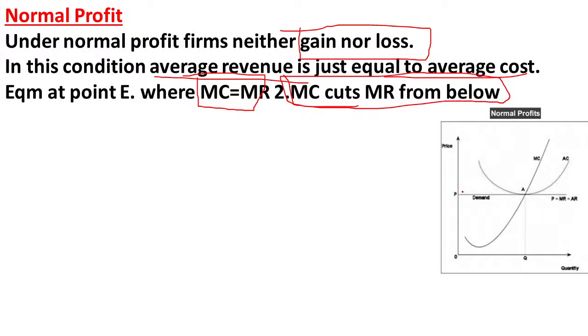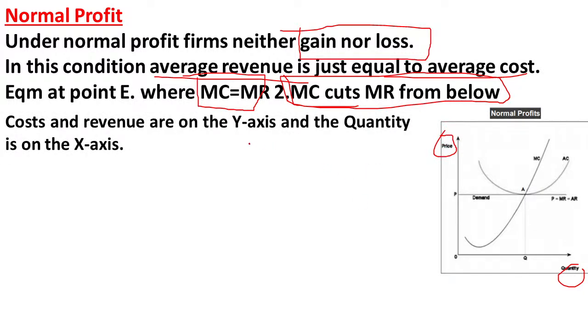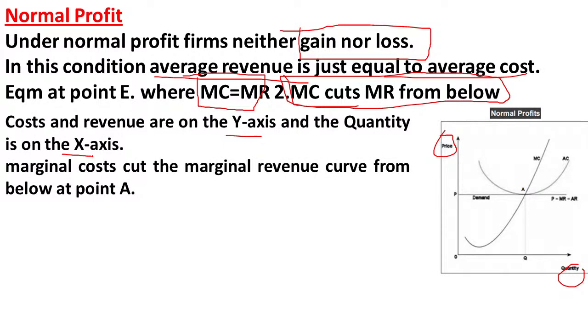So here you can observe this picture. On the x-axis we have taken quantity, and on the y-axis we have taken cost and revenue. This curve is the marginal cost curve, this is the average cost curve, and this is the price line, or marginal revenue curve, or average revenue curve. At point A, the marginal cost curve is intersecting the marginal revenue curve. This horizontal straight line is the marginal revenue curve, and this upward sloping curve is the marginal cost curve.